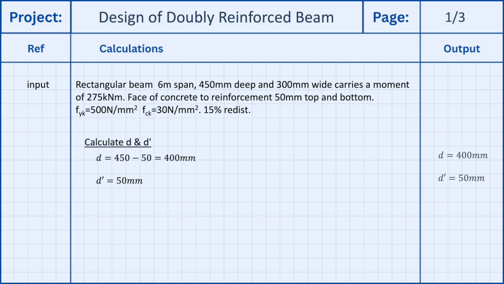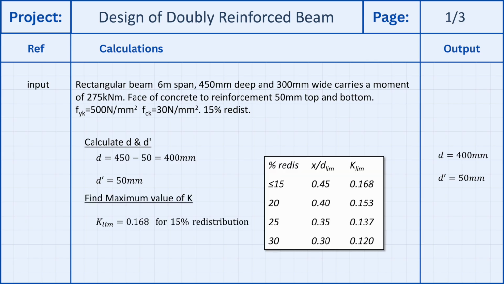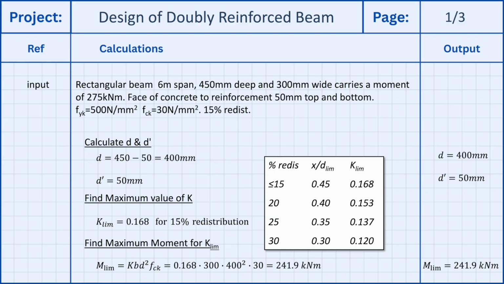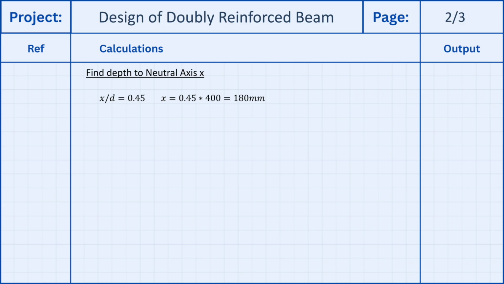We start the design by calculating the depths of the bottom and top reinforcing steel. If we do that, we find that d equals 400 millimeters and d' equals 50. We already stated that the limit for the parameter K is 0.168 for 15% redistribution, as we can see here in this table. We can now calculate the limiting moment, and the moment that corresponds to that K limit is 241.9 kilonewton meters.